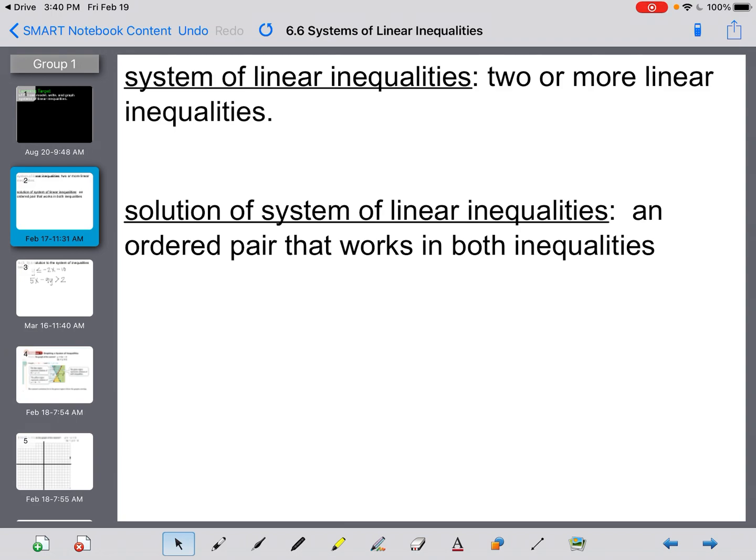So a system of linear inequalities is when you have two or more. And a solution to a system of linear inequalities is an ordered pair that will work in both. Now, because they're inequalities, there's not just one answer, there's multiple answers, and we could all have different things and still be right.